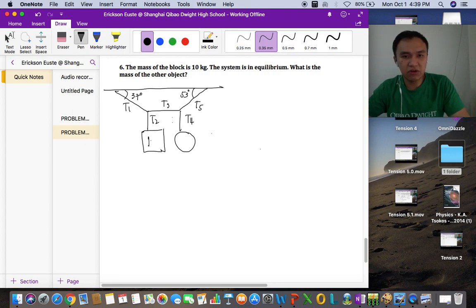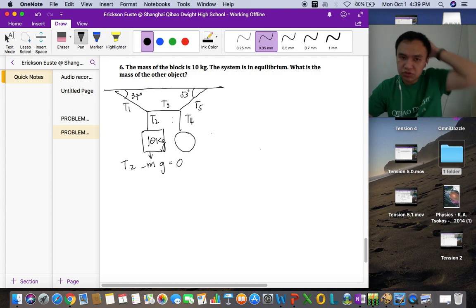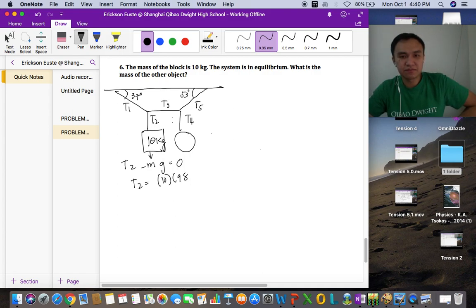This is 10 kilograms. Notice, class, that this is in equilibrium, so that means that with this we can have tension minus mg is equal to 0. So that means the tension 2 is equal to 10 times 9.8. So tension 2 is equal to 98 newtons. All right. So with that, we can use this to get T1.